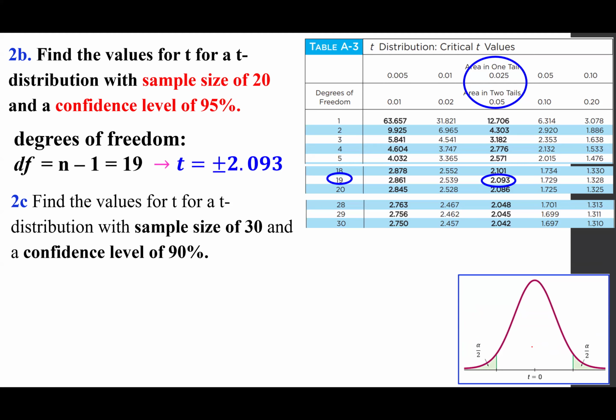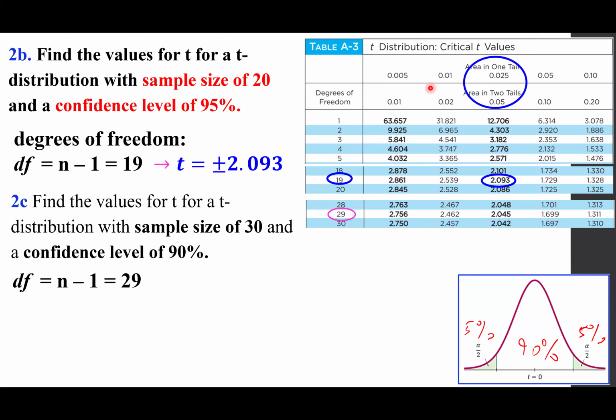So now this is 90%. So this is 10% divided by 2, so each side is 5%. The tails, 10% divided by 2 on each side. Degrees of freedom is n, 30 minus 1, it makes it 29. So over here, we look for number 29.